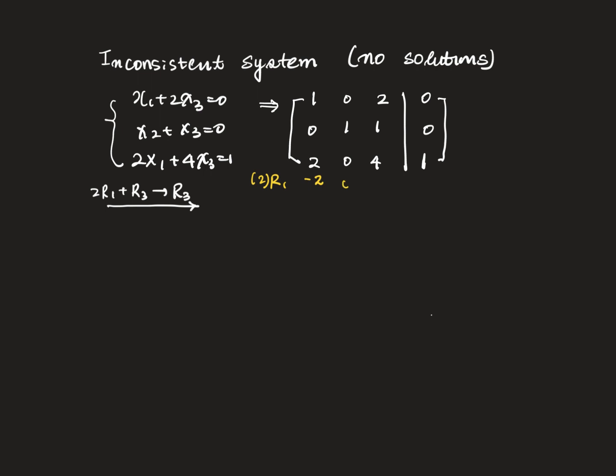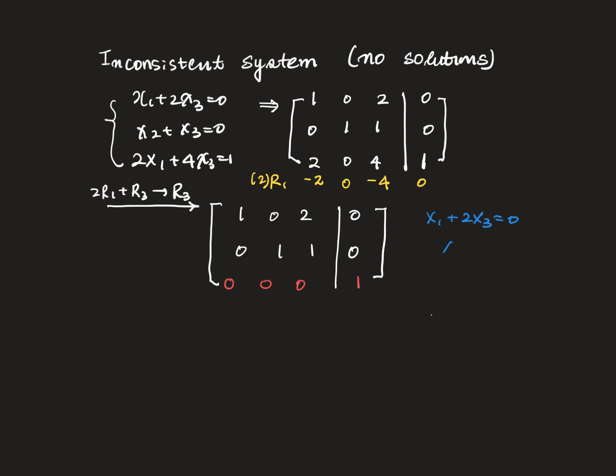So it's -2, 0, -4, that's the 0, add together. So you have to see it right here. Third row is going to be 0, 0, 0, 1. The other rows are 1, 0, 2, 0 and 0, 1, 1, 0. What happened, guys? Let's change this to equations, okay? So what happened here, guys? x1 plus 2x3 equals 0. Second row is x1 plus x2 equals 0. Third row is 0 equals 1.